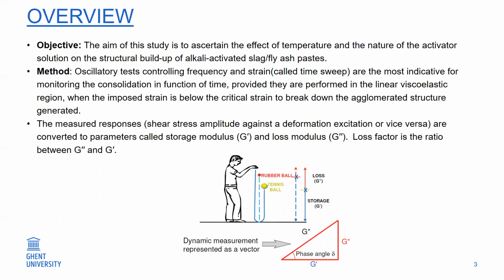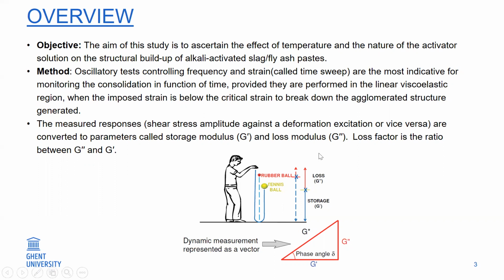To make it more understandable, I use a real-life example to explain the parameters. As you can see here, if you release a rubber ball from a certain height, after striking the ground, the rubber ball will go back to another new position. The lost height can be seen as G double prime. The new position of the ball can be seen as G prime, which is the stored energy.